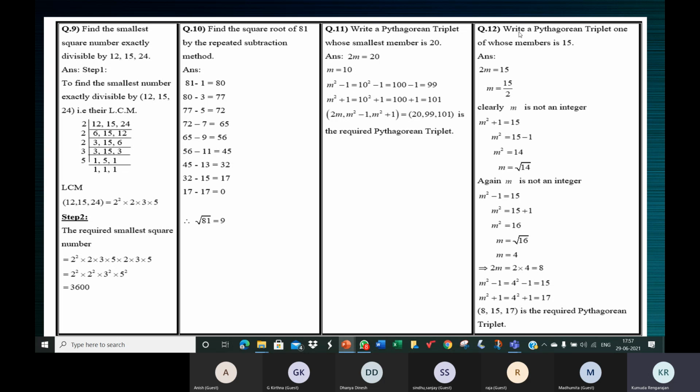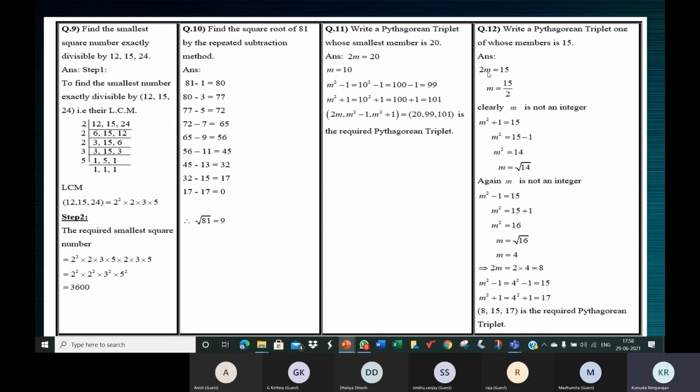Similar to this one, but let's see the difference. Though similar, what is the difference? Write a Pythagorean triplet, one of whose members is 15. So here it is not the smallest member. One of the three members, any one, should be 15. Since earlier it was specific that it was the smallest member, you had to equate it to 2m. But here it's not mentioned, so anybody can be 15.